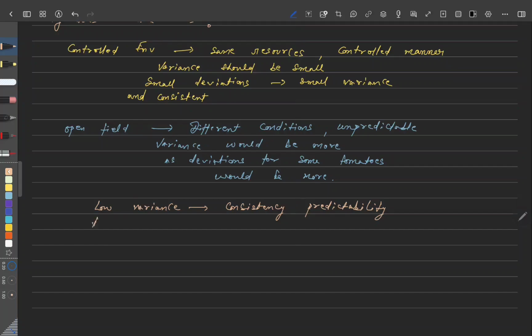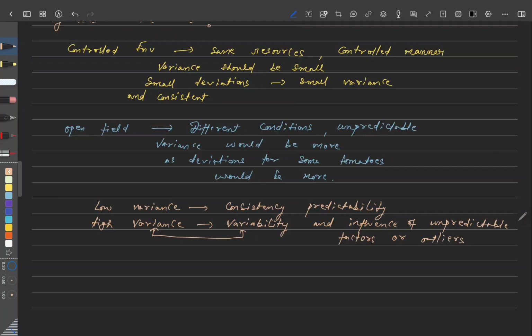and high variance tells us about variability and influence of unpredictable factors in this case, right? So variability. So you can see, variance, variability, it's a word play basically. So variability and influence of unpredictable factors or outliers, you can say, in technical terms. Outliers, there are outliers, yeah.